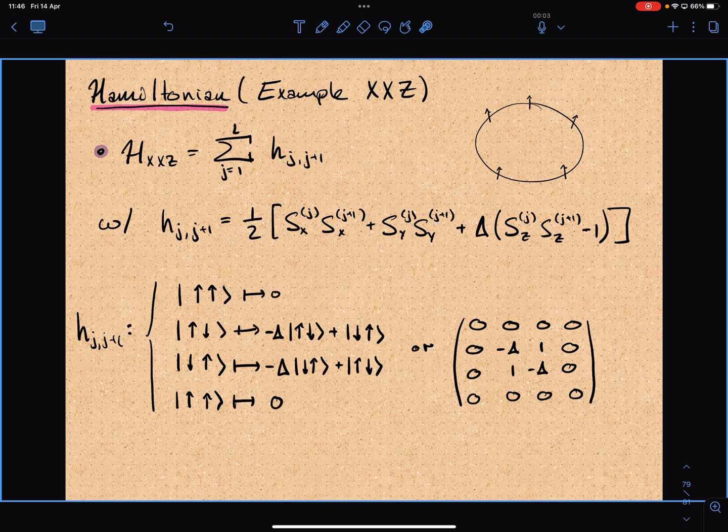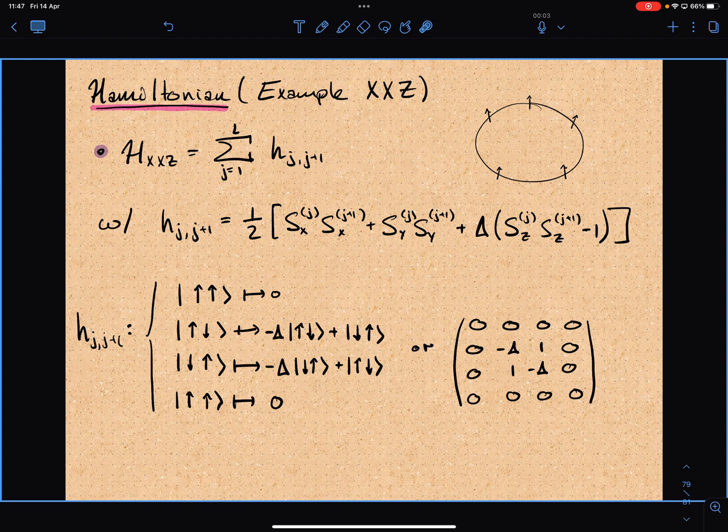And the Hamiltonian here is made up of these spin operators. I had a good Jeopardy question, and I guess we'll pick it up here.